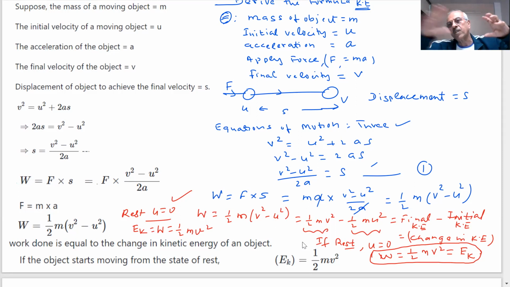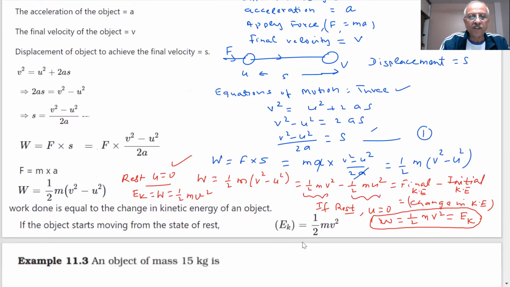So work has transferred energy to the object. And now the object has got energy, which we are saying kinetic energy. Therefore, it can do work also. So you got the relationship and the formula of the kinetic energy, and also how work and energy are related with each other. So kinetic energy and work, they are related with each other, students.